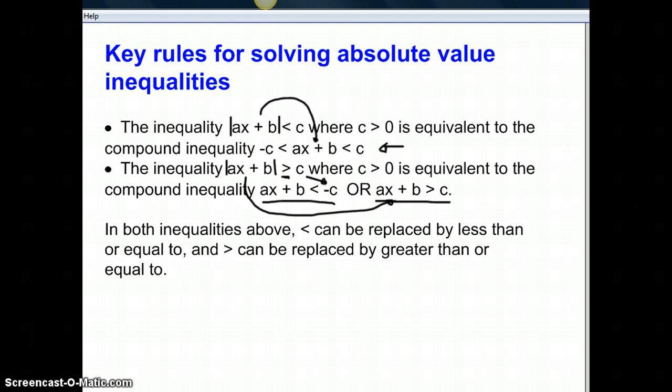If you remember that less than is always a compound inequality, the middle of a graph, then I think it will help you write that first form. But a lot of students get confused with this switching of the signs in both the inequality and before the c. So you really need to pay attention to this as you practice these problems. Of course, these will also work with less than or equal to or greater than or equal to.